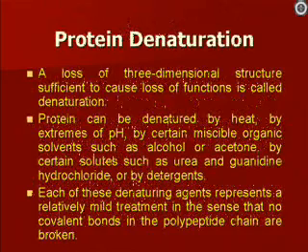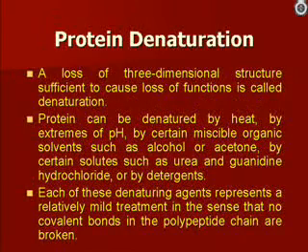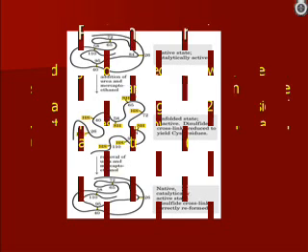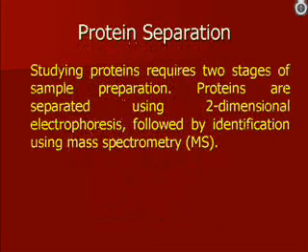Now protein can be denatured also, and denaturation is the property when it loses its three-dimensional structure, and this causes the loss of function. Protein can be denatured by heat, by extremes of pH, by certain miscible organic solvents such as alcohol or acetone, by certain solutes such as urea or guanidine hydrochloride, or by detergents. Each of these denaturing agents represents a relatively mild treatment in the sense that no covalent bonds in the polypeptide chains are broken.